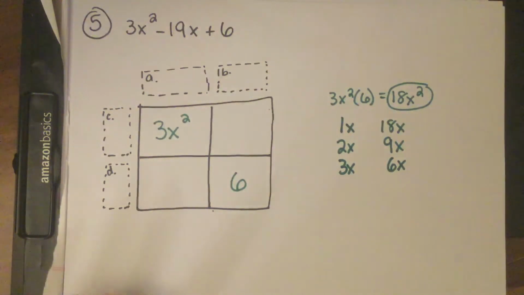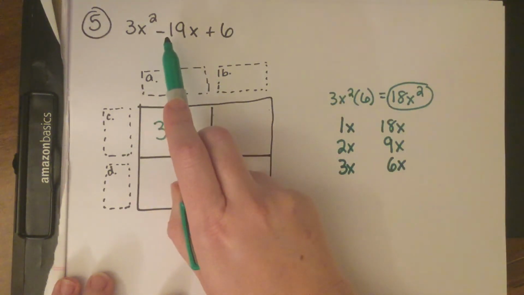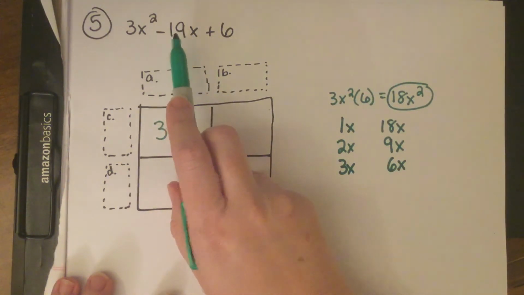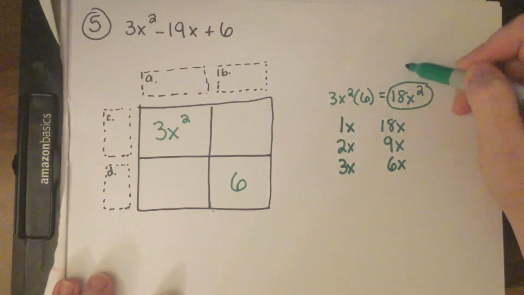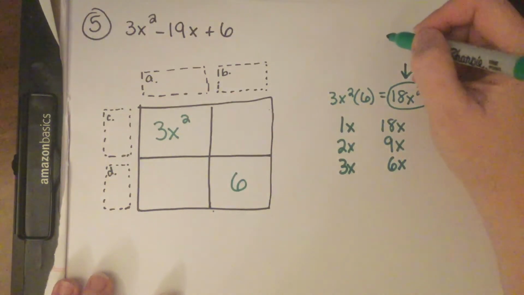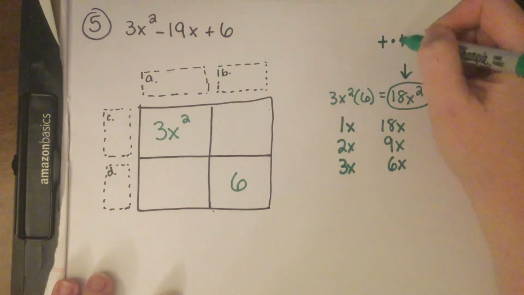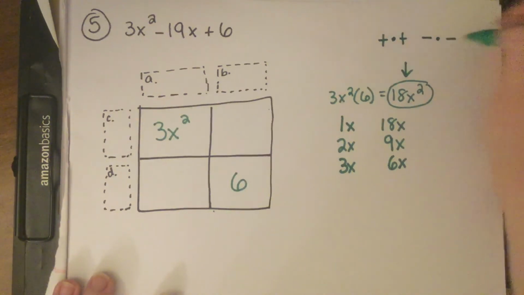All right, here's where things get a little interesting. So we need to find which one adds up to be negative 19. All right, well, hold up. I don't have any negatives over here. So let's look at this for a second. They had to multiply to be positive 18x squared. So the only way you are getting a positive number right there is if you had a positive number times a positive number, or you had a negative number times a negative number.